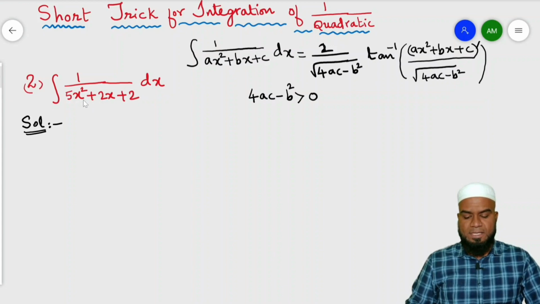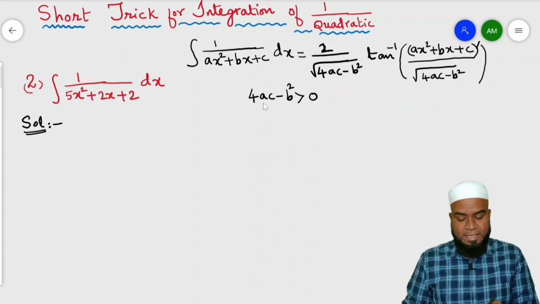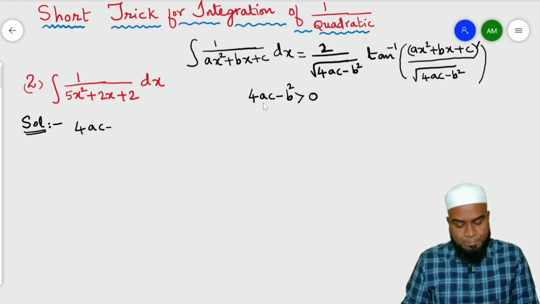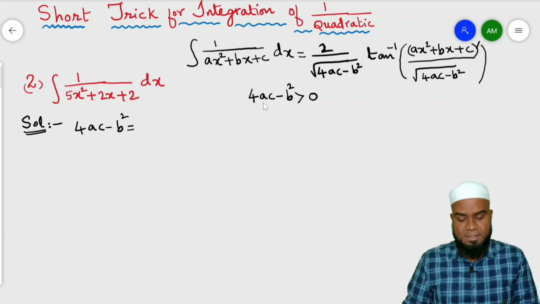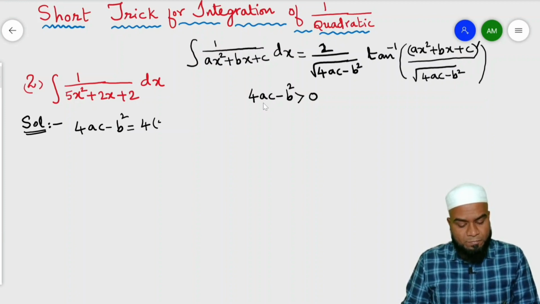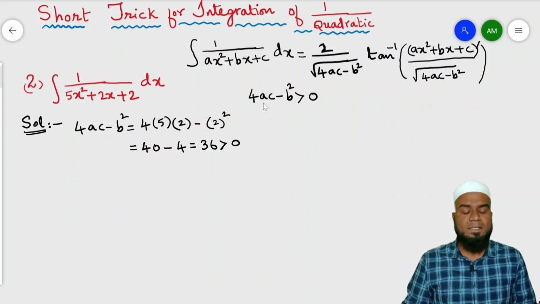Okay, the second question is integral 1 upon 5x square plus 2x plus 2. If this is the given integrand, then what we have to do? First we have to check 4ac minus b square. So let us check 4ac minus b square, which is 4 into a is 5 and c is 2 minus b square is 2 square. So simplify this, we will get 40 here minus 4 means 36, which is greater than 0. So 4ac minus b square is greater than 0.